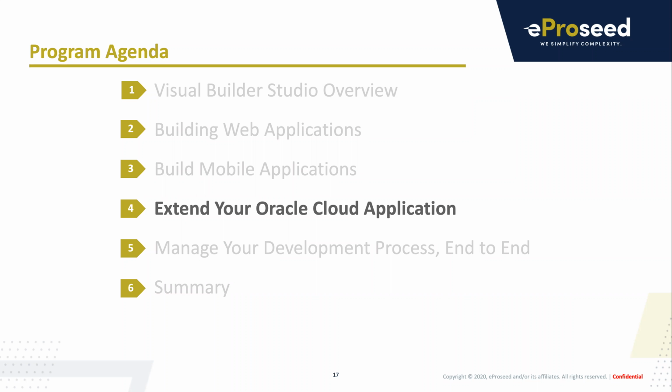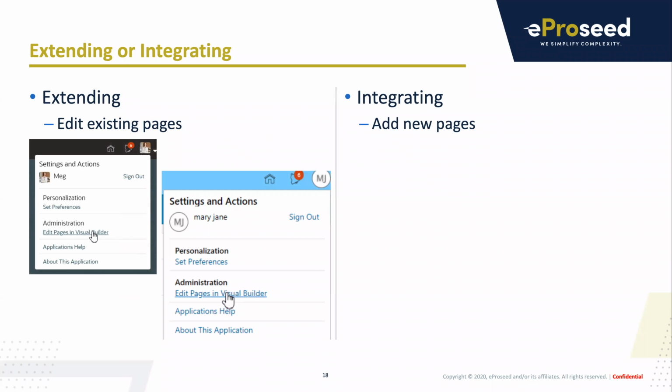Unfortunately, I do not have any SaaS environment available to show you this in a live demo. However, it shouldn't be too difficult if you are familiar with Oracle SaaS or cloud applications. So in your settings and actions menu, if you are administrator, there should be a section that says edit pages in Visual Builder. It depends on which version of cloud applications you are using, but typically it should be available in the settings and actions menu.